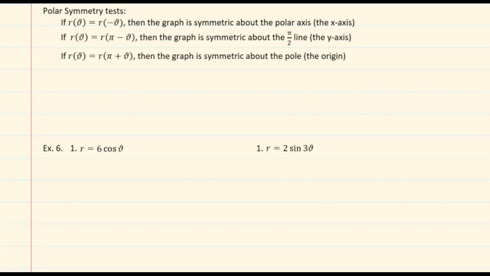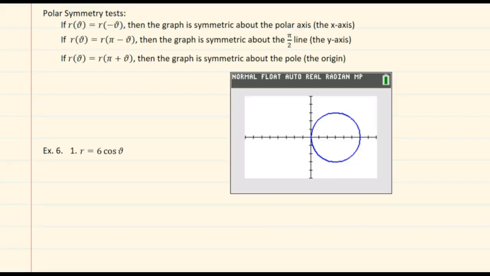Let's determine symmetry of the following graphs. For example 6a, let's begin with r is equal to 6 cosine theta. We actually know what the graph looks like from both our exploration of polar graphs and from example 2a of this lecture. From the graph, we can see that the circle is symmetric about the x-axis, the polar axis.